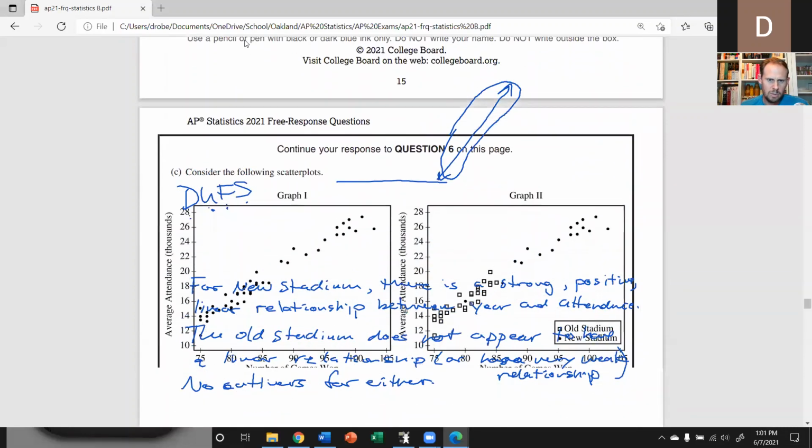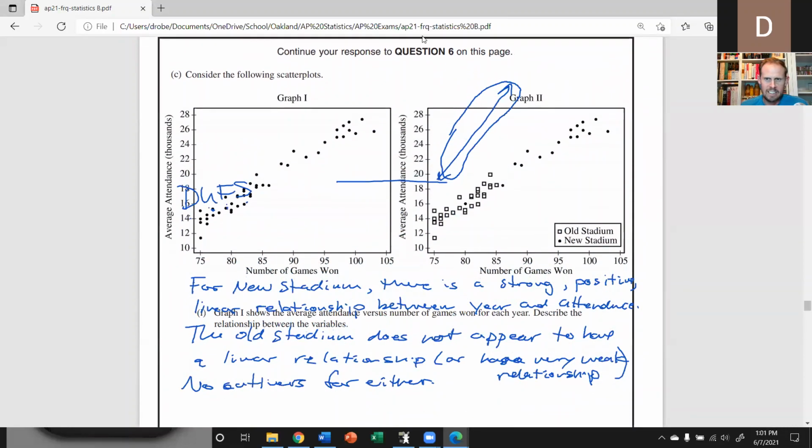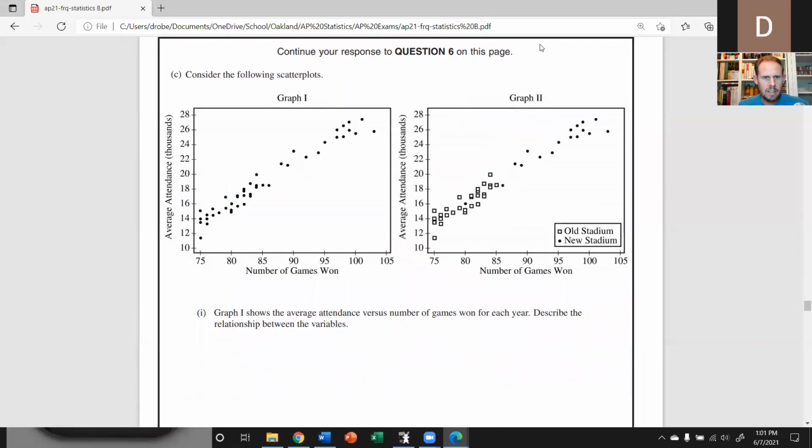Give you tons of room. You really don't need it. It's a pretty common trend here. Consider the following scatter plots. So number of games won, average attendance. Well, that looks like a pretty clear line to me. Very strong. And now here's based on the old stadium and the new stadium.